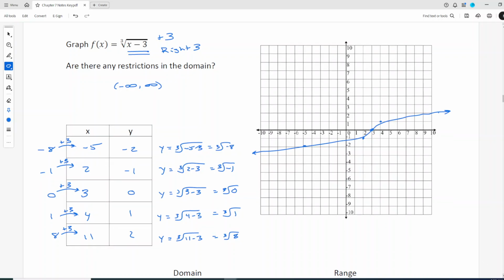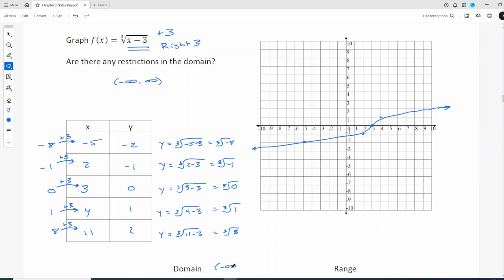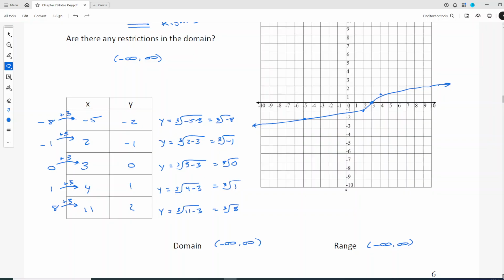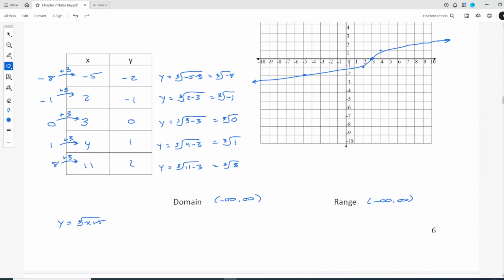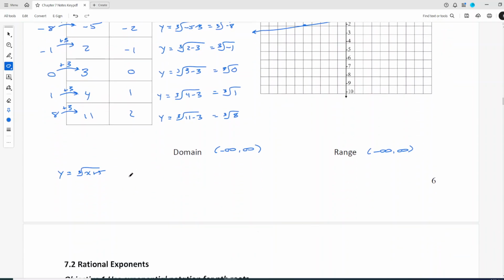Just finishing this guy off, the domain is negative infinity to infinity. The range is negative infinity to infinity. If anybody's still struggling, I'm not going to actually do it, but let's just look at what if it was y equals the cubed root of x plus 5. Let's just think about the table of values that I would choose.